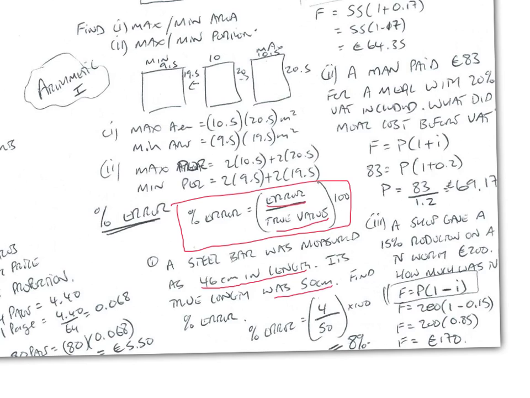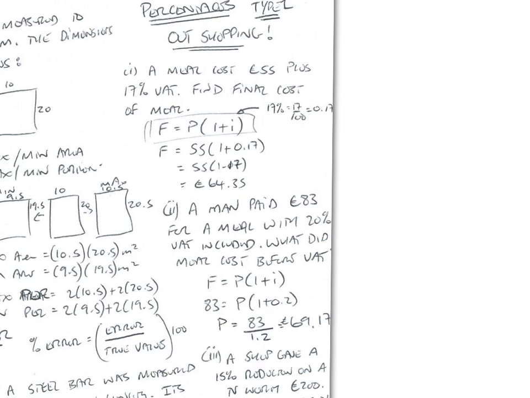Okay, so the true length was 50. They measured 46, so they made an error there of 4 centimeters. That's the actual error in the measurement, over the true value, what it should have been, which is 50, times 100, gives a percentage error of 8%.